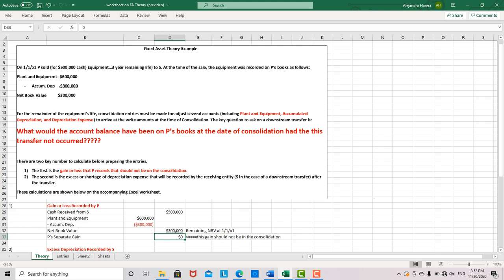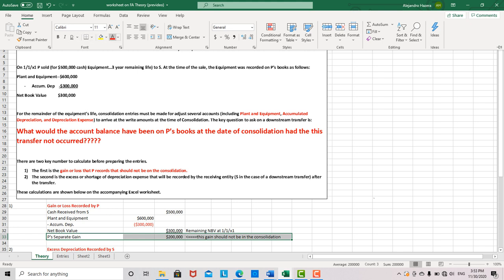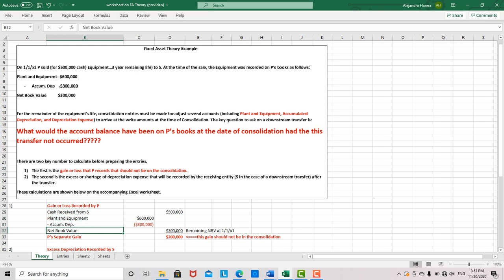So the gain that P records is $500,000 minus $300,000. This is P's separate gain on its books. I want to emphasize that this is the gain that will show up on P's books, and if you do nothing, it will show up when you add across on the consolidation. That's the first number you need to know: P has recorded a gain on its books of $200,000, which will show up on the consolidation, but it's got to be backed out.